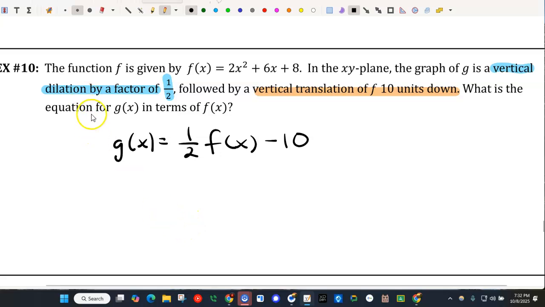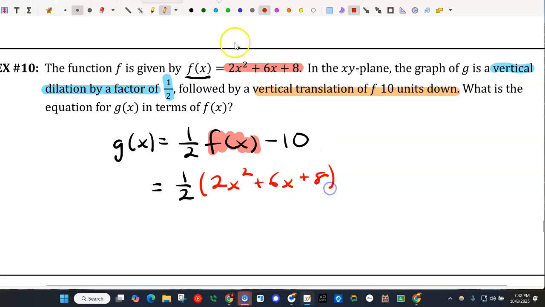Okay, and it says, what is the new equation here? What is the new equation? So since we actually have an equation here, we know f of x equals this. So I am going to substitute, I am going to highlight this entire part. I'm going to replace it with f of x. So I'm going to have 1/2 parentheses and substitute in what f of x equals, the equation. It's 2x squared plus 6x plus 8, and then subtract the 10. And just clean this up.